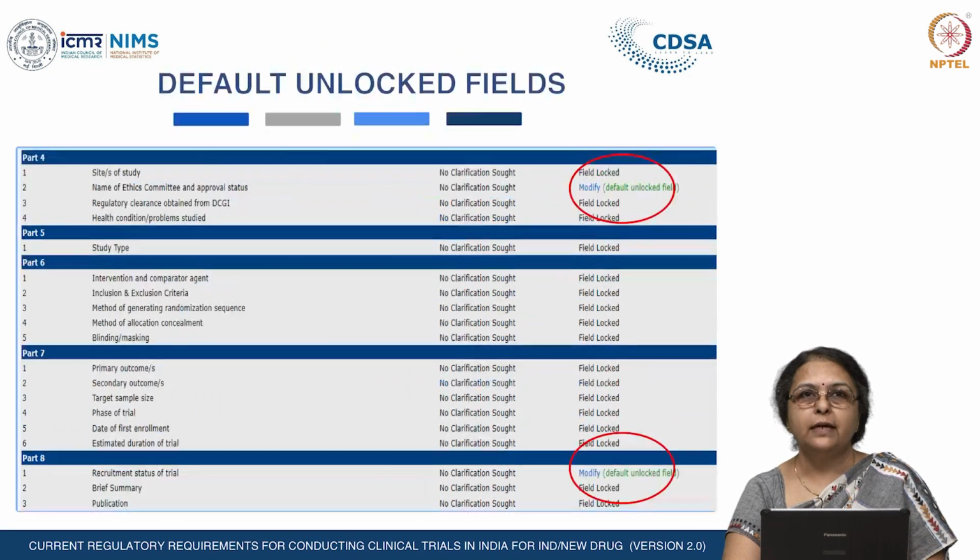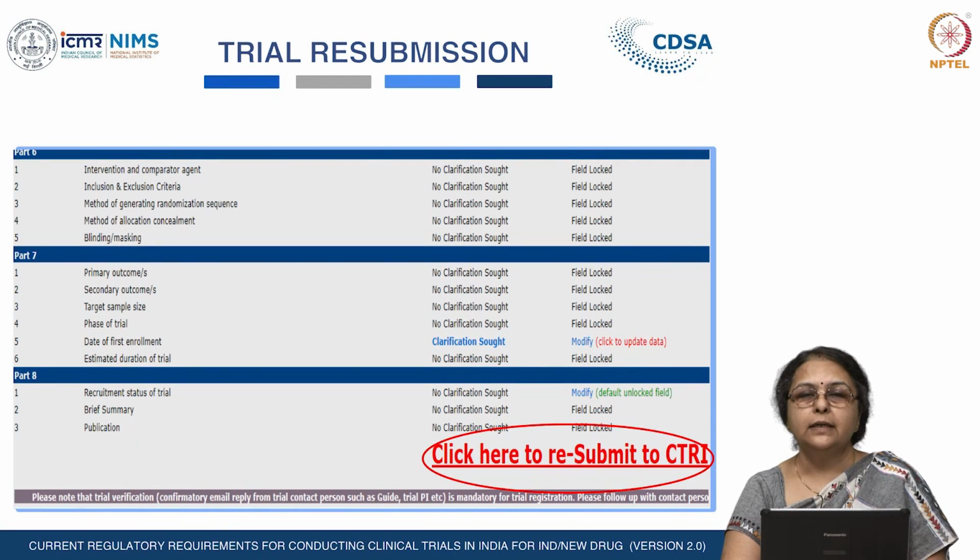It may be noted that while all fields become unlocked upon submission and registration, two fields, that is ethics approval section and recruitment status of trial, are permanently unlocked by default. This is to enable regular update of the trial even upon registration. If no clarification is sought for these sections, there is no need for any modifications in these fields. Once all the clarification sought links have been similarly addressed, make sure to submit the trial back to CTRI. Without this action, the CTRI is not alerted on the need for action on this particular trial.